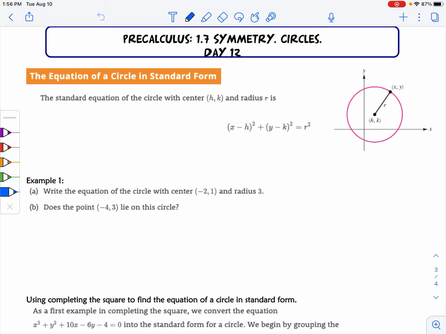Welcome to day 12, your last day of chapter 1. Here we go. So today what we're going to talk about is equations of circles in standard form and my absolute fave, completing the square.